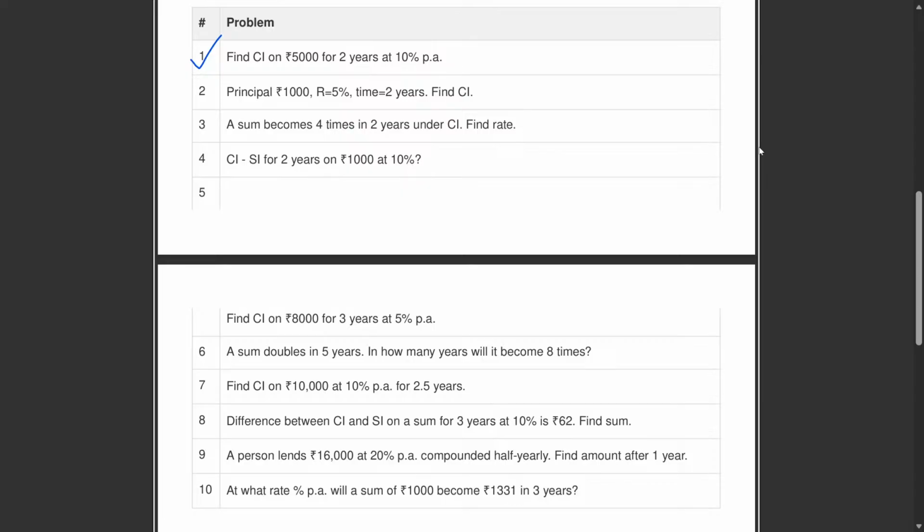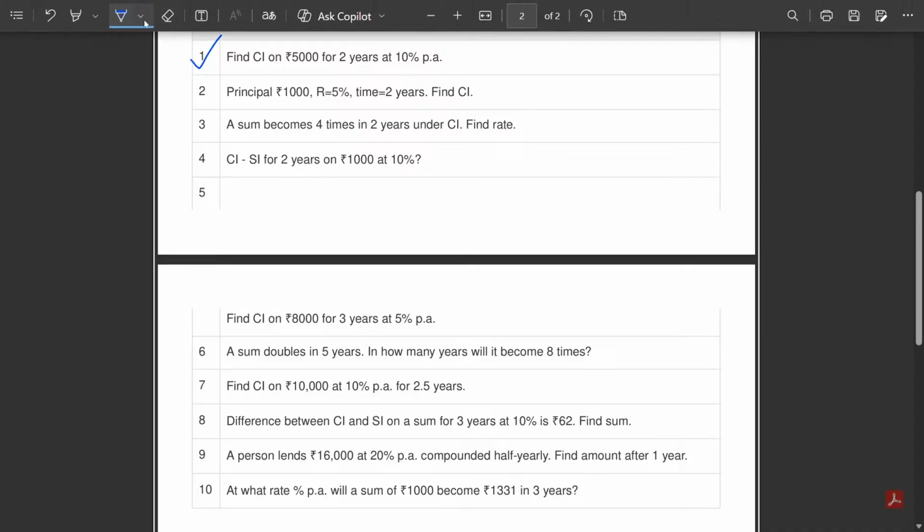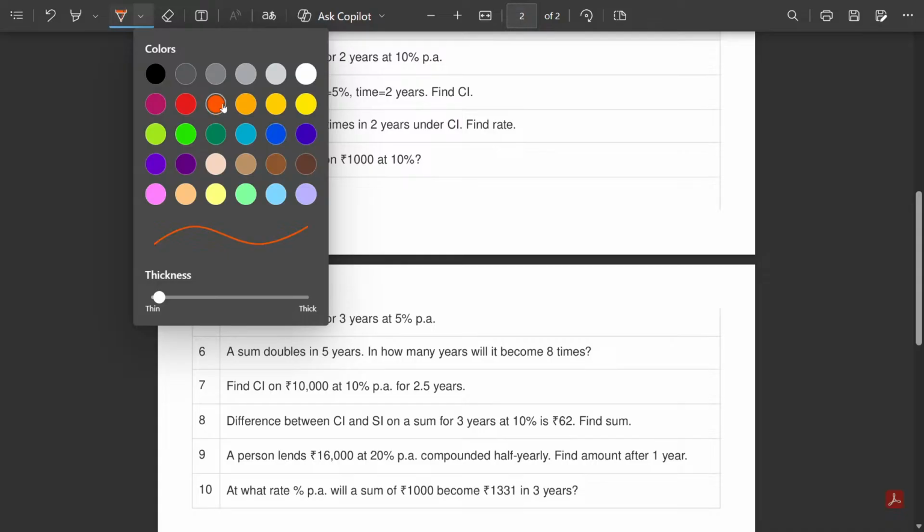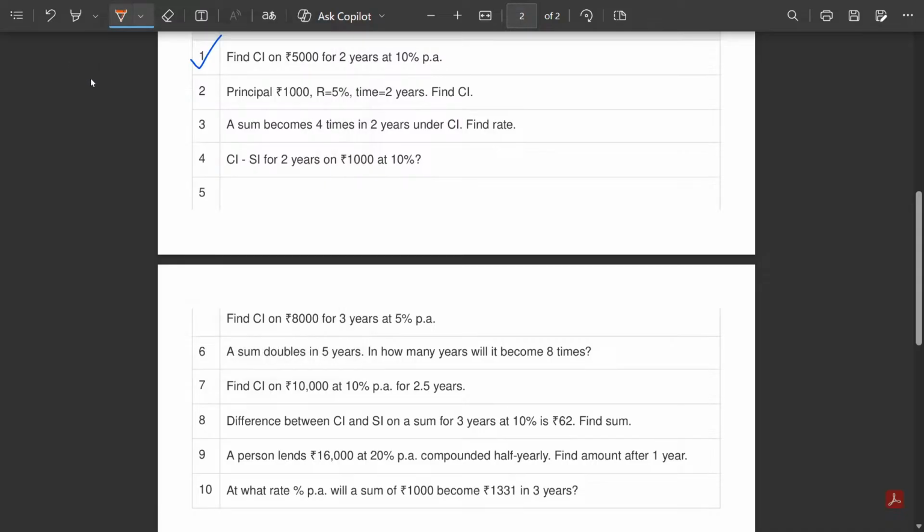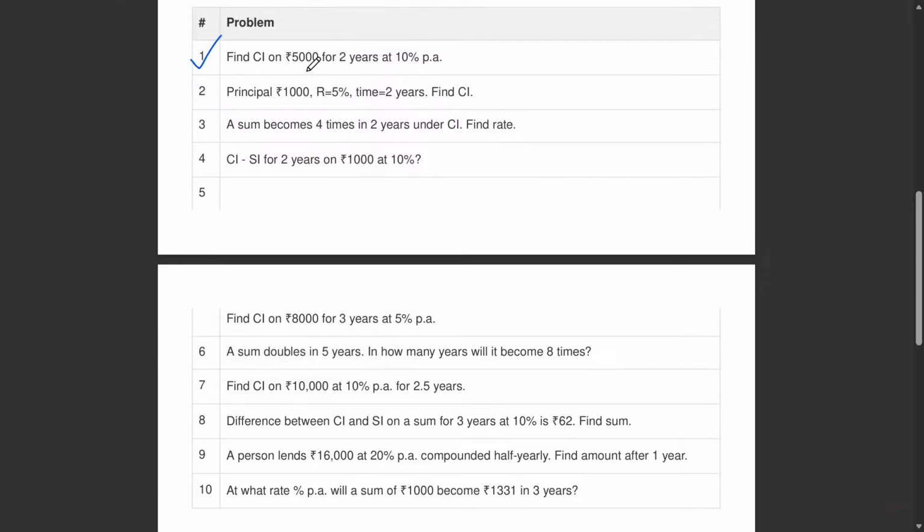Hello students, I am back. Now I am going to explain this problem. So students, watch this video till the end. Okay. Find CI on 5,000 rupees for 2 years at 10% per annum.